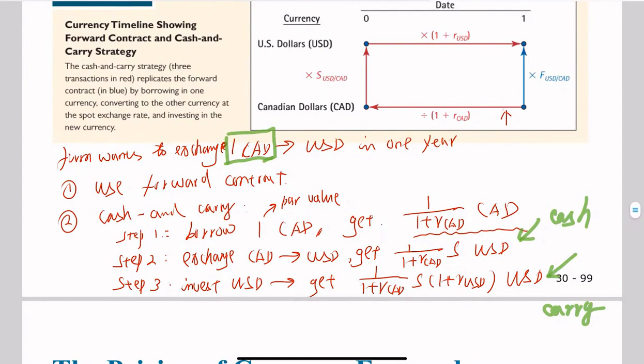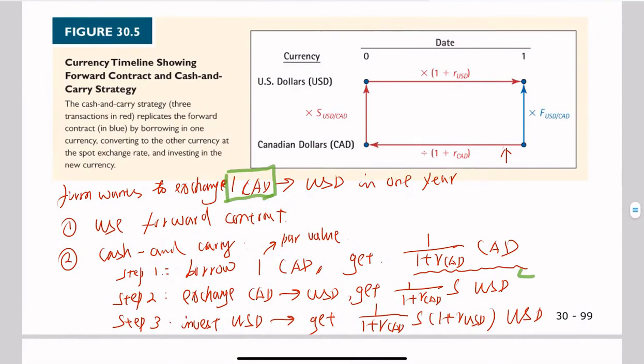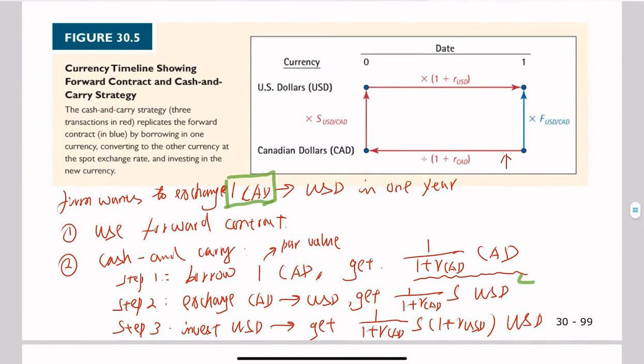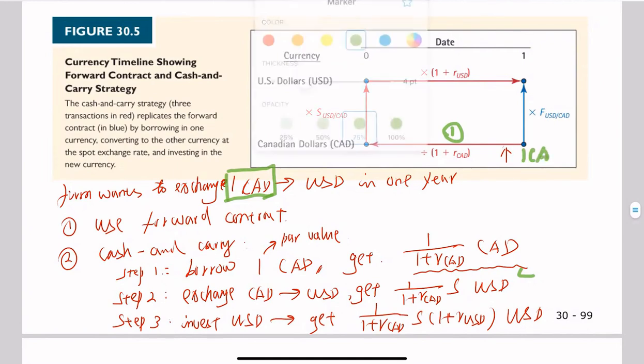And then it's also important to note that this cash and carry is a 3-step process, right? And this 3-step process is quite clear in this chart. So this is the step 1. You're borrowing money. Let's say you borrow 1 Canadian dollar. So this is the step 1, right? Again, this Canadian dollar is the future value. That is the amount you have to pay back in 1 year.